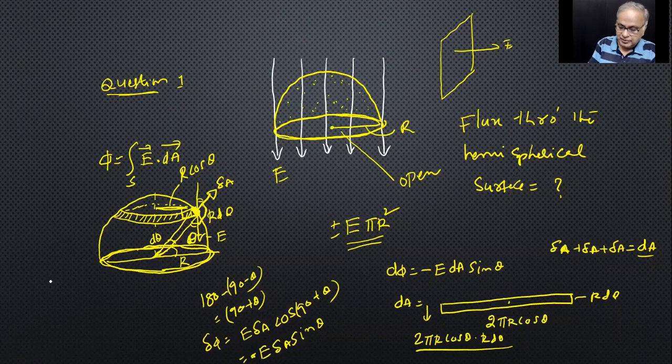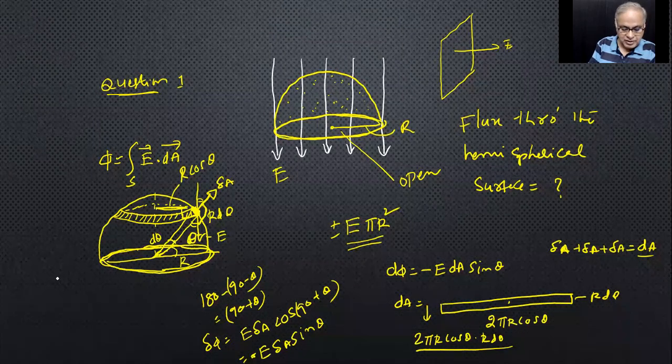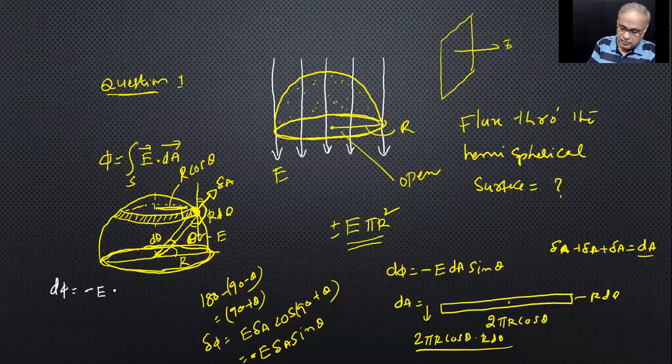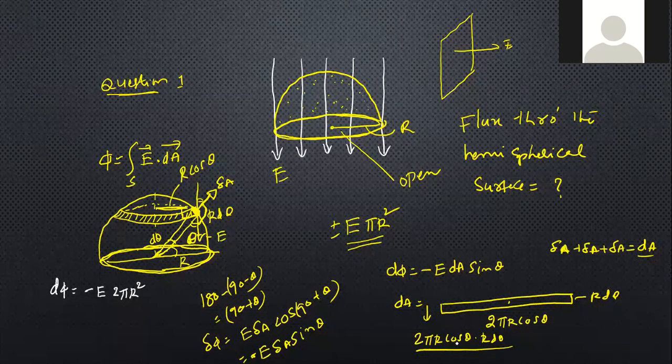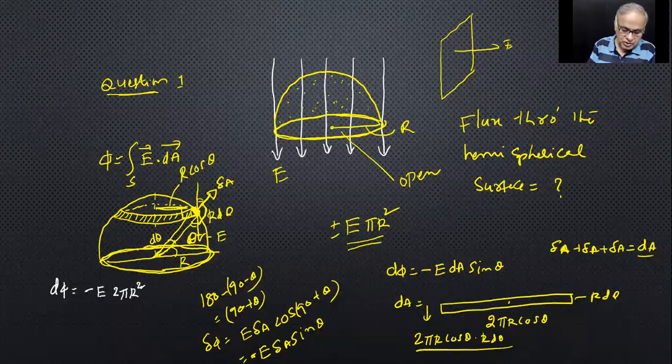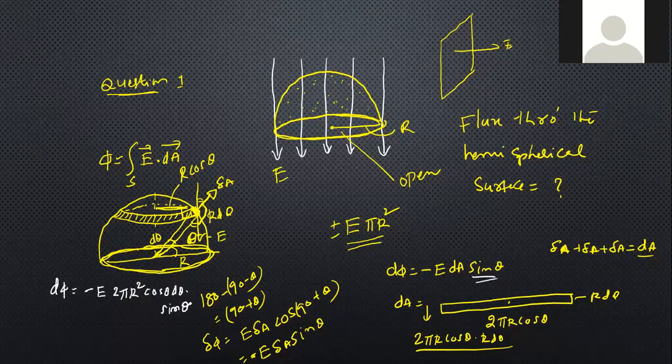So if I come here, I'll write in white, separate from that. So d phi will be finally what? Tell me. Minus E dA, which is 2 pi R cos theta R d theta. That gives 2 pi R square sin theta cos theta d theta. Sin theta cos theta becomes sin 2 theta over 2.